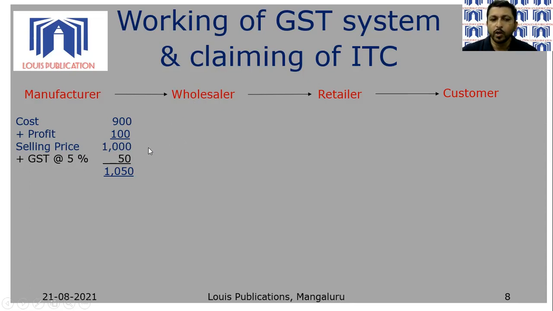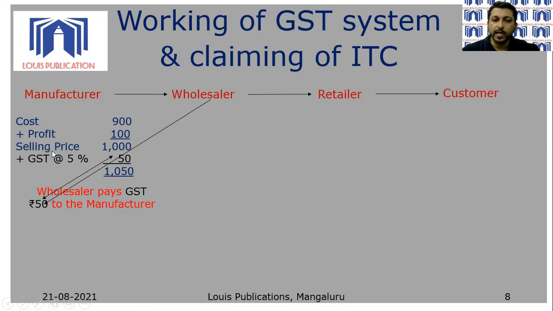Now that means to say the wholesaler will pay 1050 rupees to the manufacturer. And in this 1050 rupees, 50 rupees is the GST amount. So wholesaler is paying 50 rupees input tax to the manufacturer. So this 50 rupees the wholesaler is paying, it is included right here. So from the wholesaler's point of view, this 50 rupees is called input tax. From the manufacturer's point of view, this 50 rupees is called output tax, because for the manufacturer, it is an outward supply. From the wholesaler's point of view, it is an inward supply. So this 50 rupees is input tax to the wholesaler.